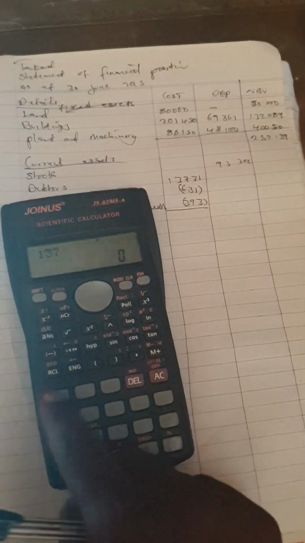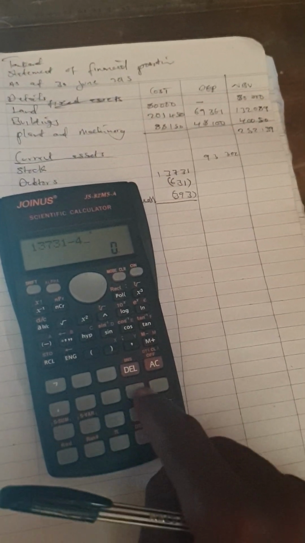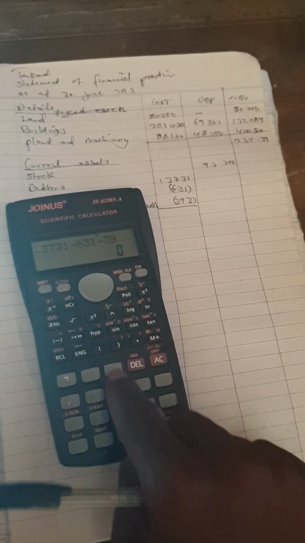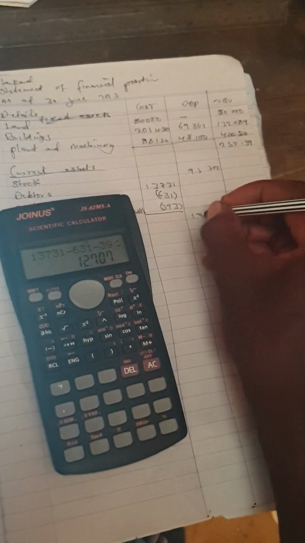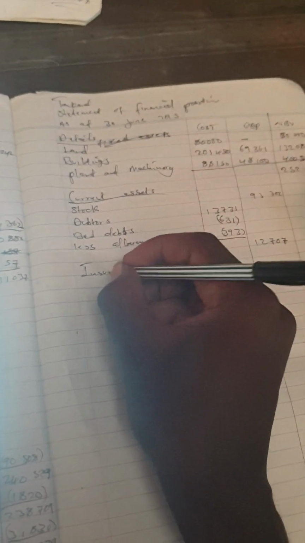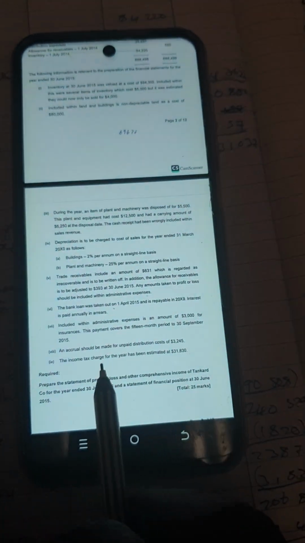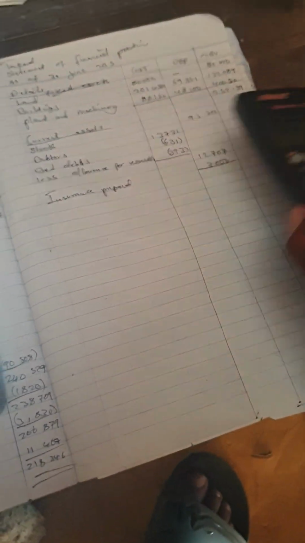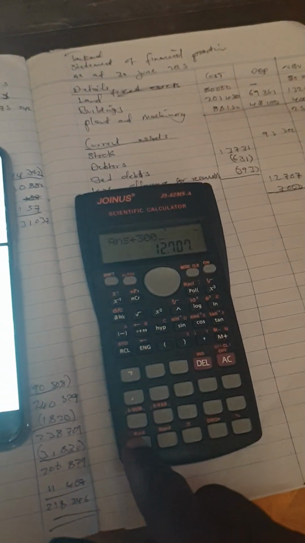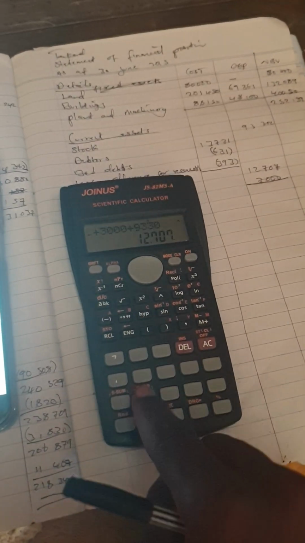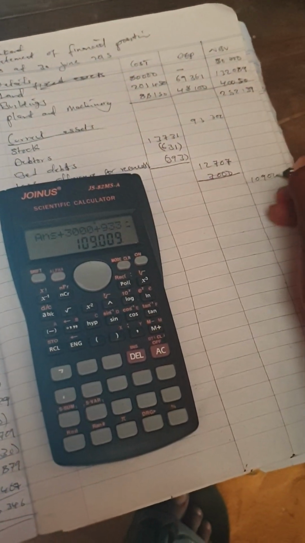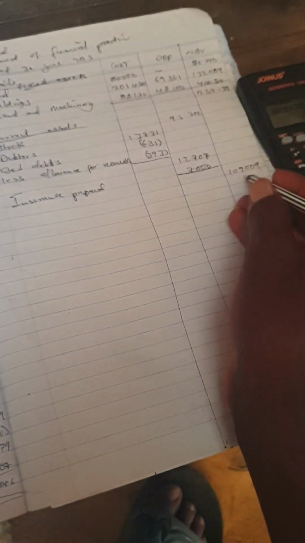So it was 13,731 minus 631 minus 393. This is 12,707. And we should not forget that prepayments are also part of current assets. So there was that insurance prepaid, which was in the administrative expenses, which was 3,000. This is the seventh adjustment. Then when we add this, we have 12,707, which is already on the calculator, plus 3,000 plus 93,302. This gives us 109,009 as our total current assets.